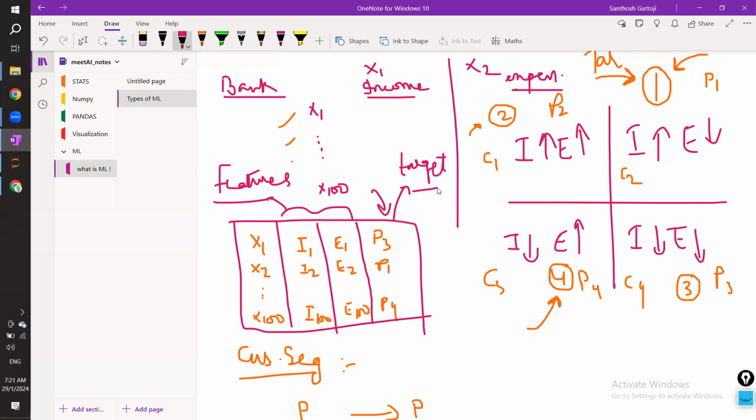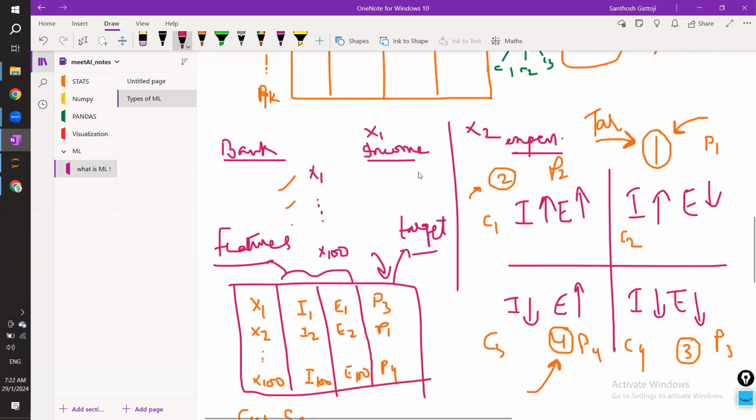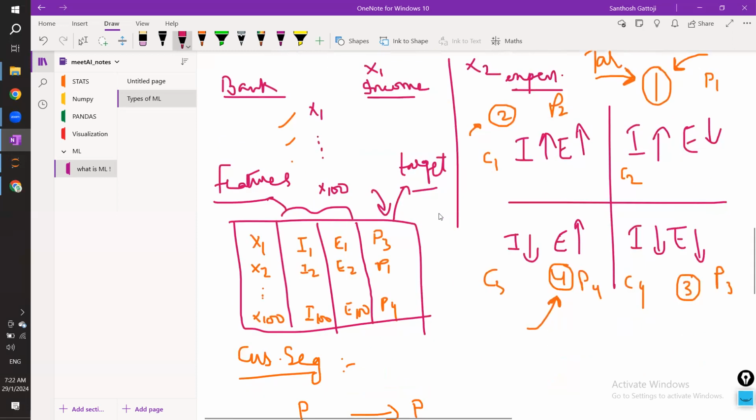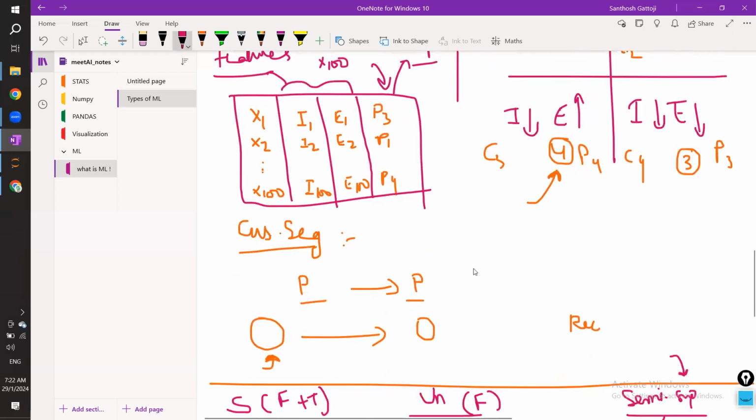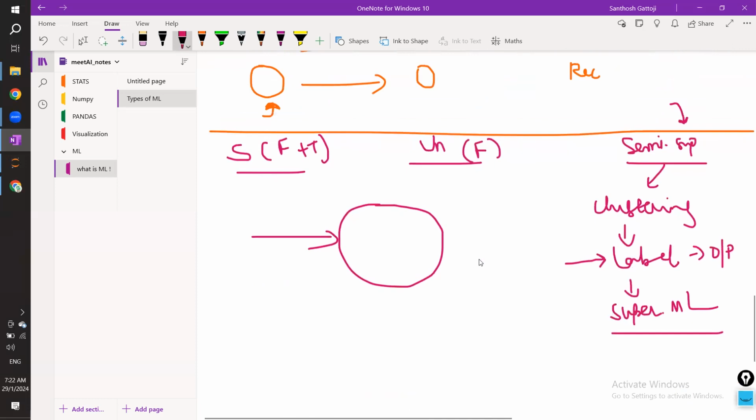Getting it? Yes, sir. Fine. So the idea here is that the data doesn't come along with labels. The labels will be created midway. Once that is created, you can convert this into a supervised machine learning problem.